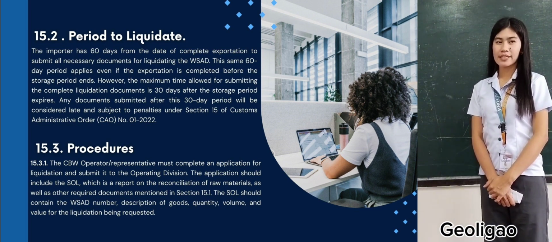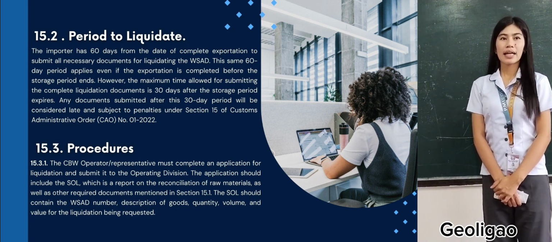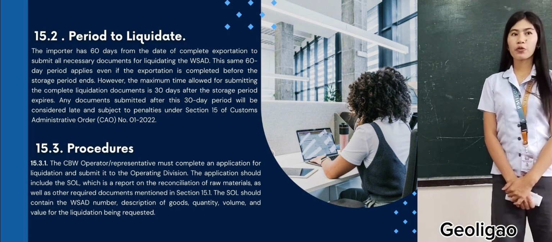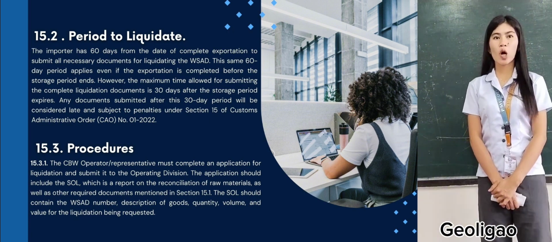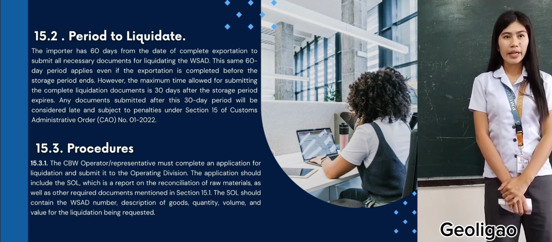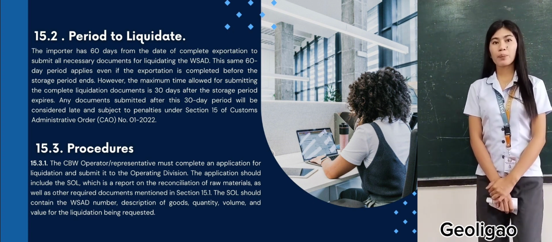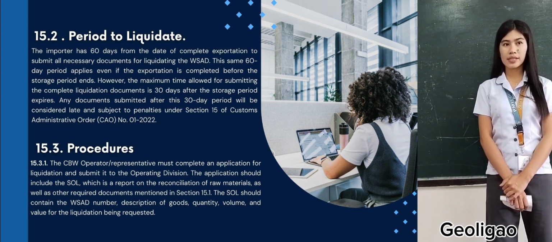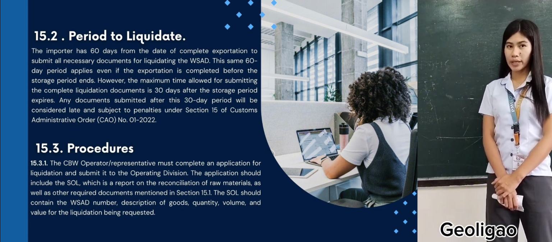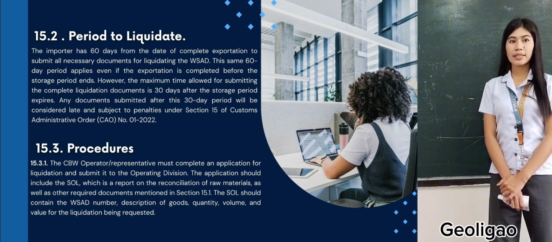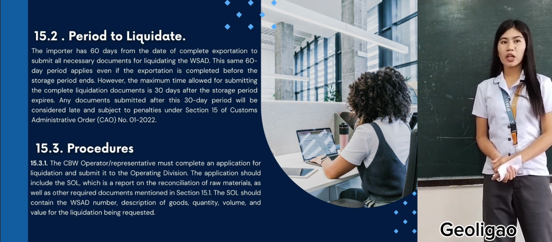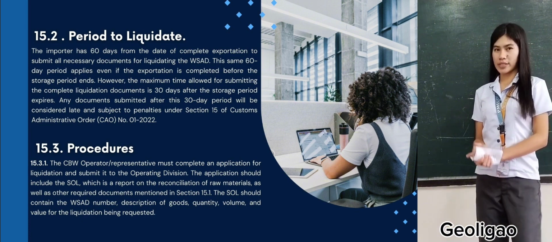Section 15, subsection 3, procedure. The CPW operator representative must complete an application for liquidation and submit it to the operating division. The application should include the SOL, which is a report on the reconciliation of raw materials, as well as other required documents mentioned in Section 15.1. The SOL should contain the WSAB number, description of goods, quantity, and volume for the liquidation being presented.